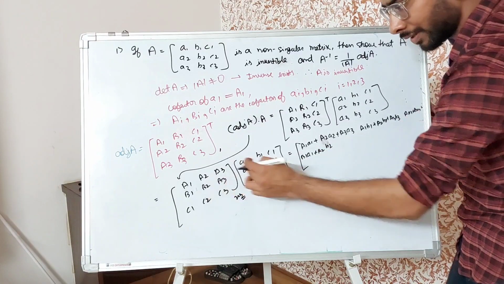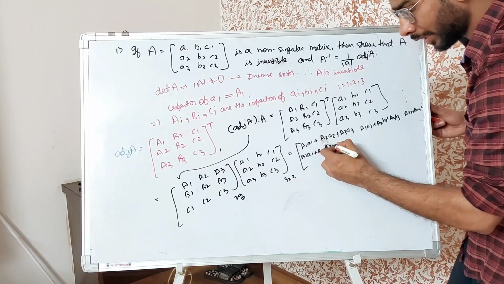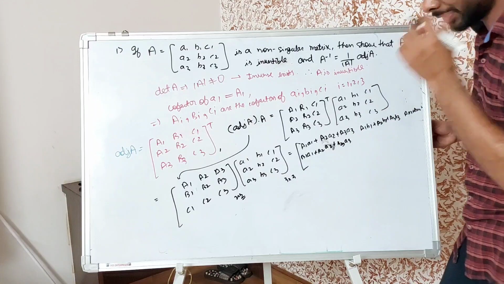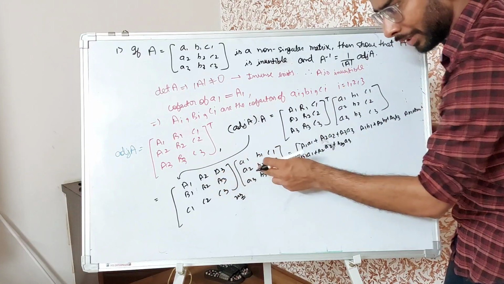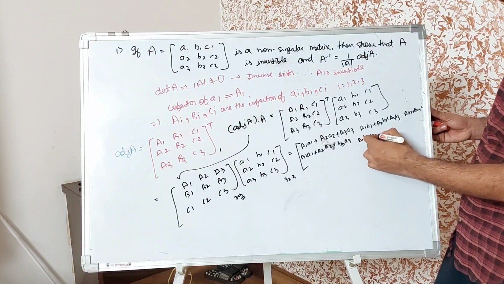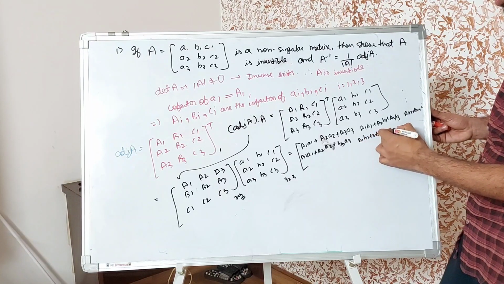Sorry, A2, my bad. A2 plus B3 and A3. Similarly, the second one is B1, B1, B2, B2, B3, B3.